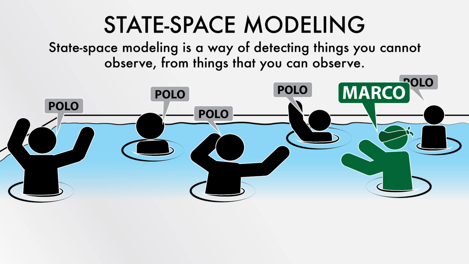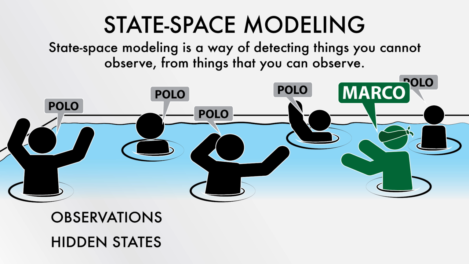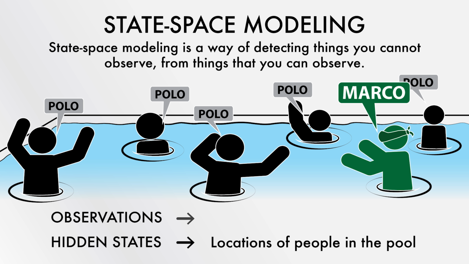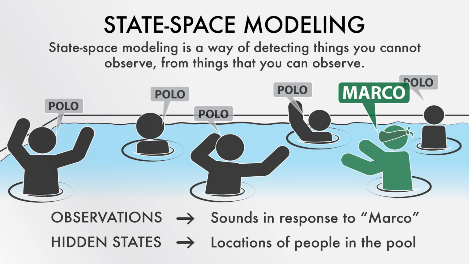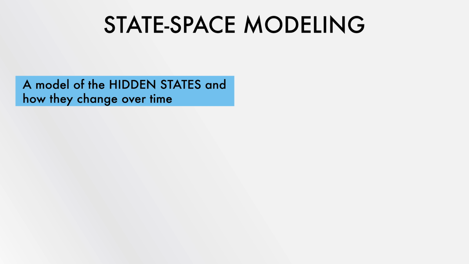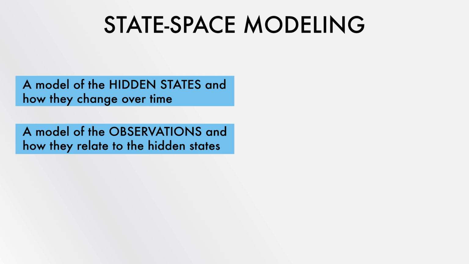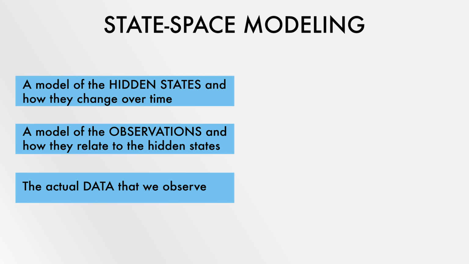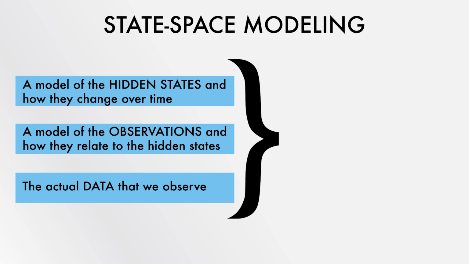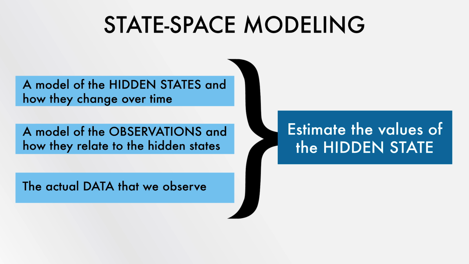We call the things that can be observed the observations, and the things that cannot be observed the hidden states. In this particular example, the hidden states are the locations of the other people in the pool, and the observations are the sounds that we hear in response to calling out Marco. By creating a model of the hidden states and how they change over time, a model of the observations and how they relate to the hidden states, and the actual data that we observe, we can combine all of this information mathematically to estimate the values of the hidden states.